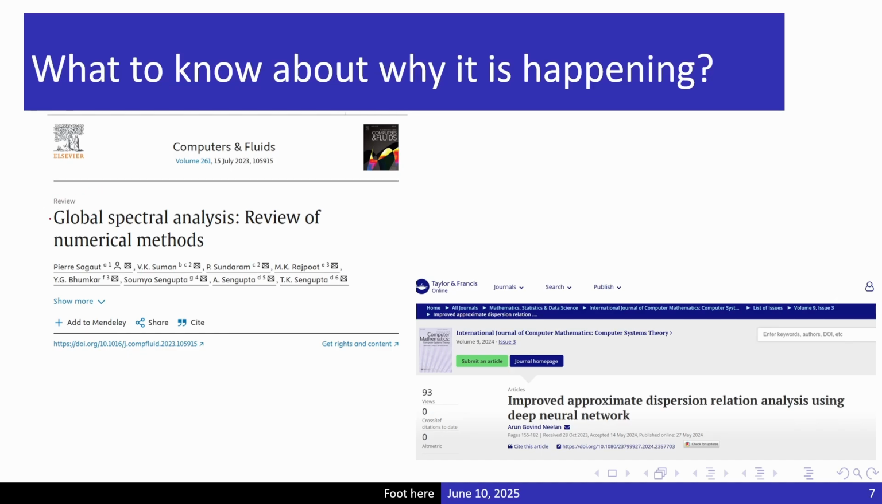This is a global spectral analysis paper by Runge-Kutta sir and his group. He is the one who first showed this phenomenon and inspired me to work on numerical analysis. You can also check my paper. It's almost similar to this paper, where we have tried to find the numerical stability analysis through deep neural networks.